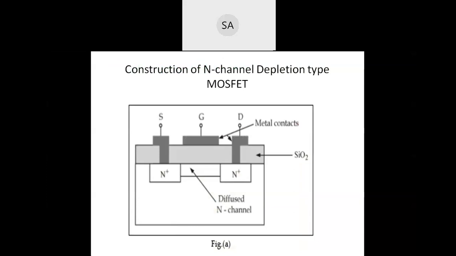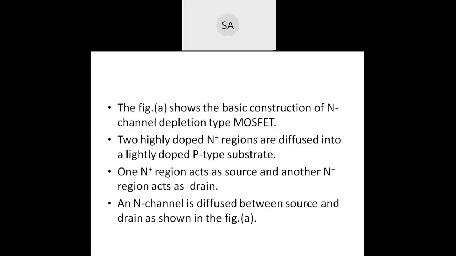Construction of N channel depletion type MOSFET. Here we are discussing the construction of the N channel depletion type MOSFET. That is the construction diagram. We take the P-type silicon bar and N diffusions. An SiO2 layer is formed. On that we deposit the gate material, and we make the hole contacts to maintain the drain and source contacts. This is the explanation for the construction of the N-channel depletion MOSFET.